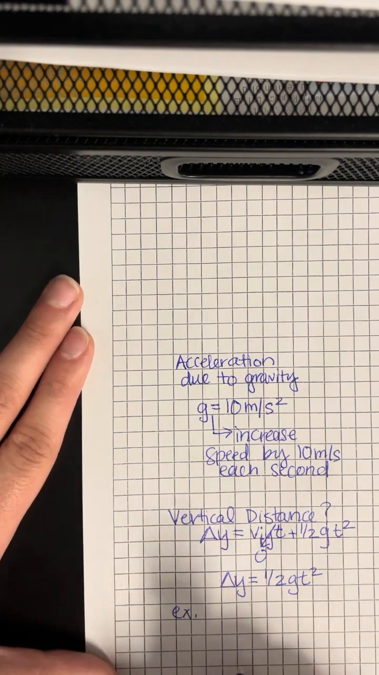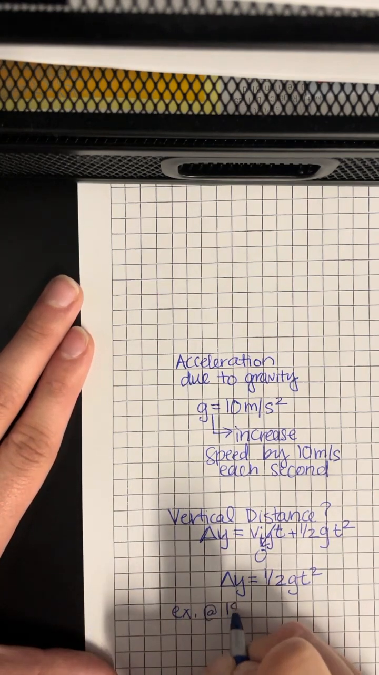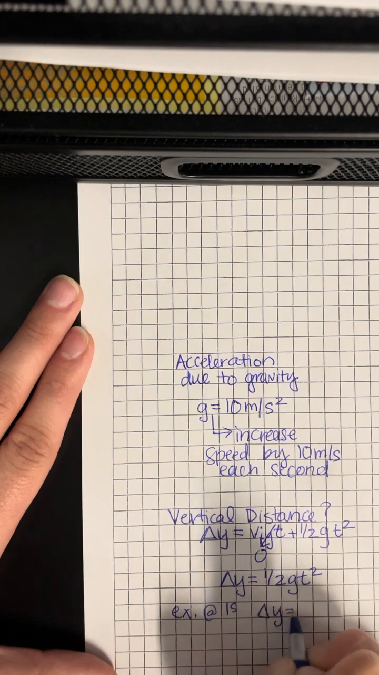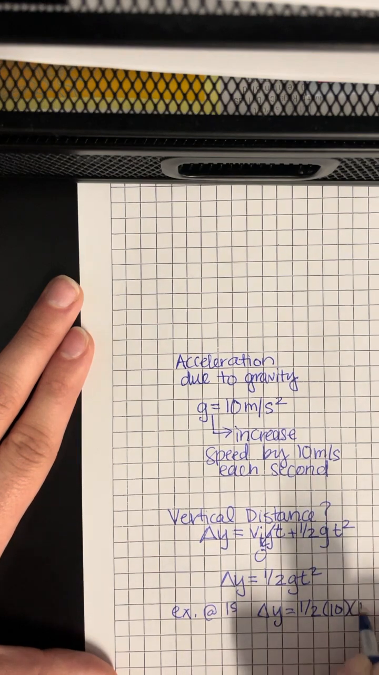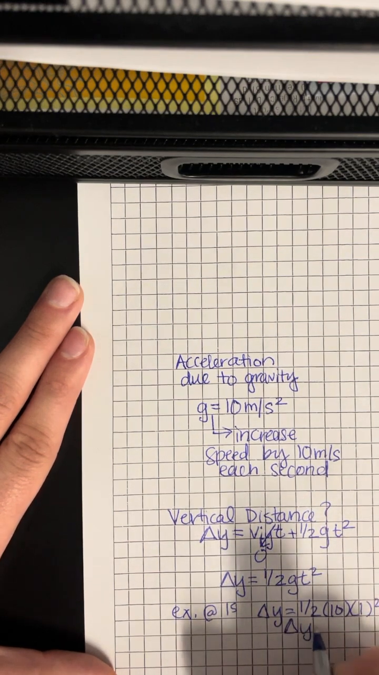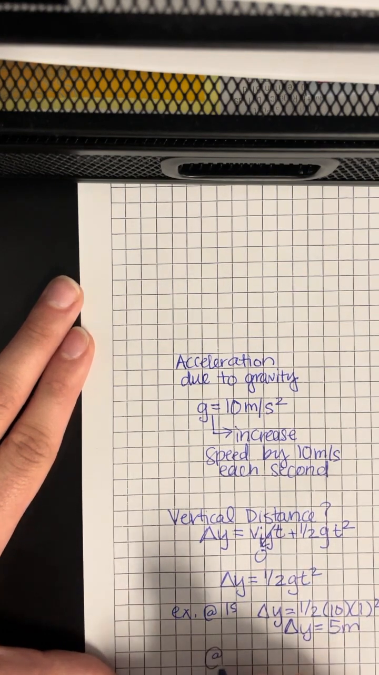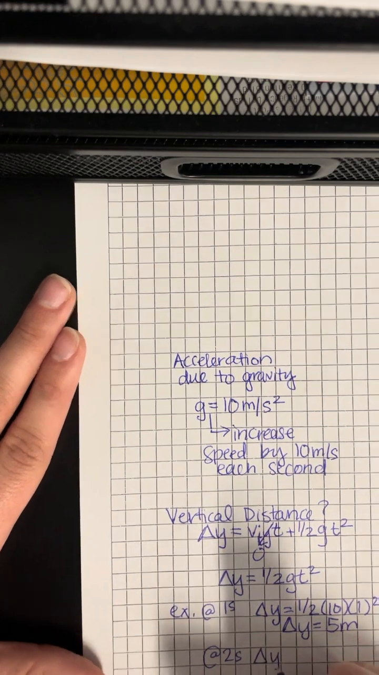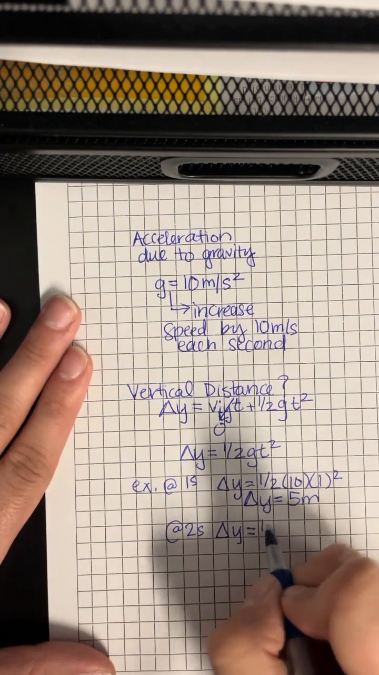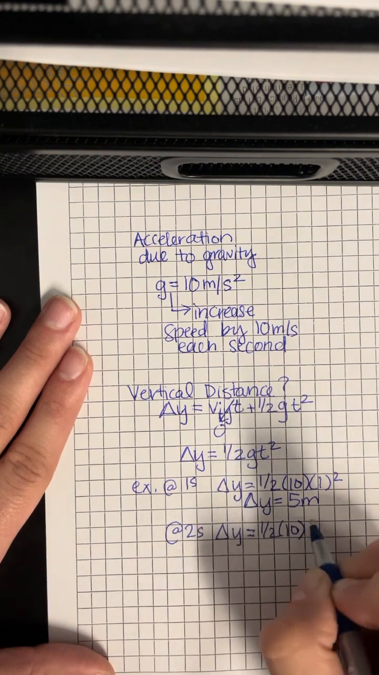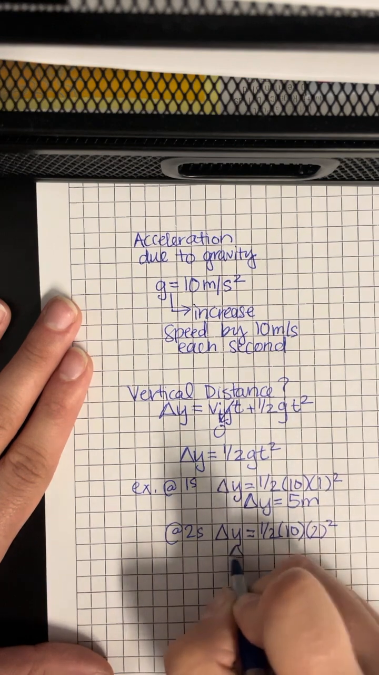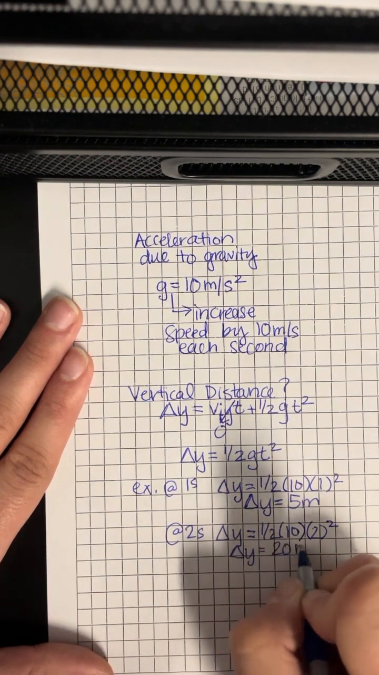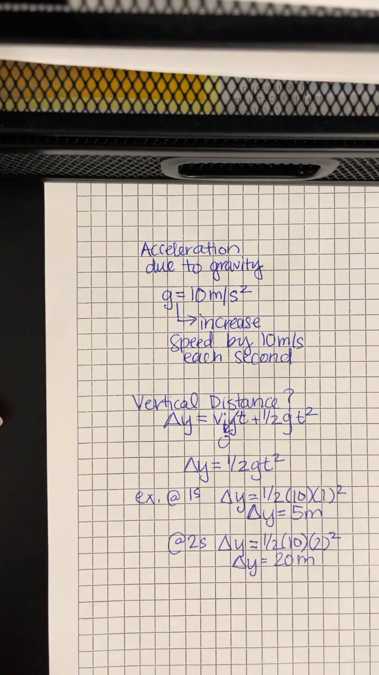So for example, at 1 second, we plug in delta y equals 1/2 times 10 meters per second squared times 1 squared. So delta y equals 5 meters at 1 second. At 2 seconds, same thing. Delta y equals 1/2 times 10 times 2 seconds squared, and you get delta y equals 20 meters if you plug that into a calculator or solve that in your head.